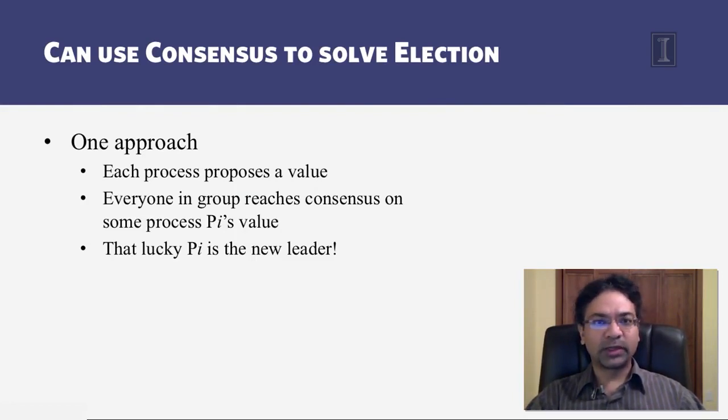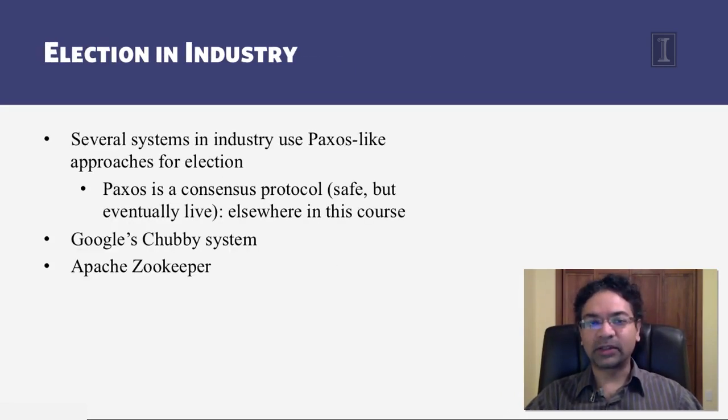One approach to using consensus to solve election is to have each process propose a value. Everyone in the group reaches consensus on some process Pi's value, and then Pi is elected as the new leader. Whichever is the lucky process whose value is chosen as the consensus value becomes the lucky leader in the group. This is one approach. This is not necessarily the approach that these systems follow in industry.